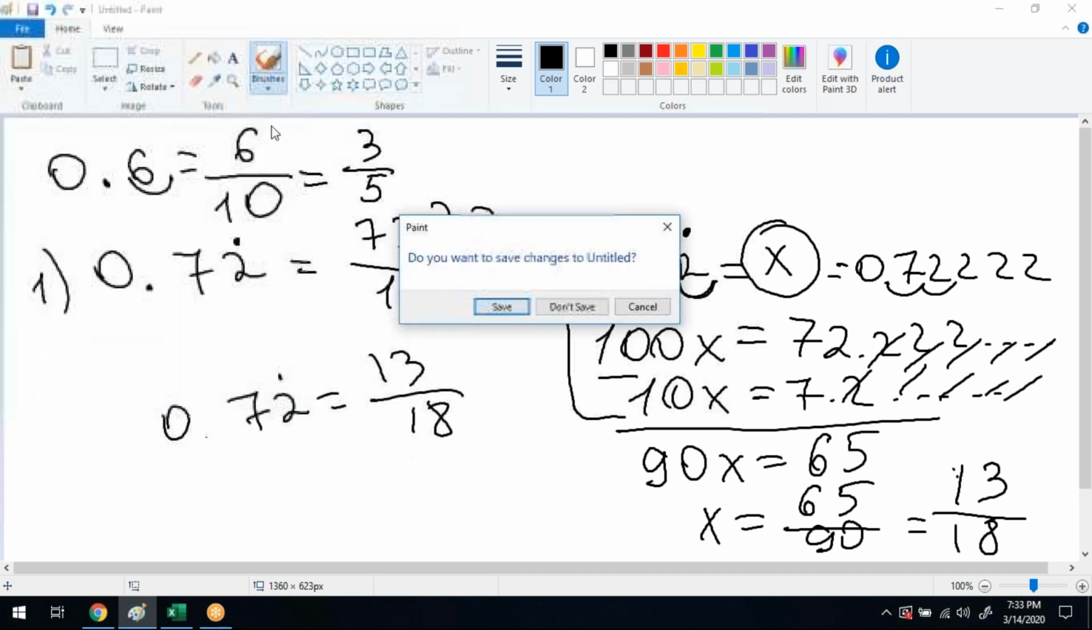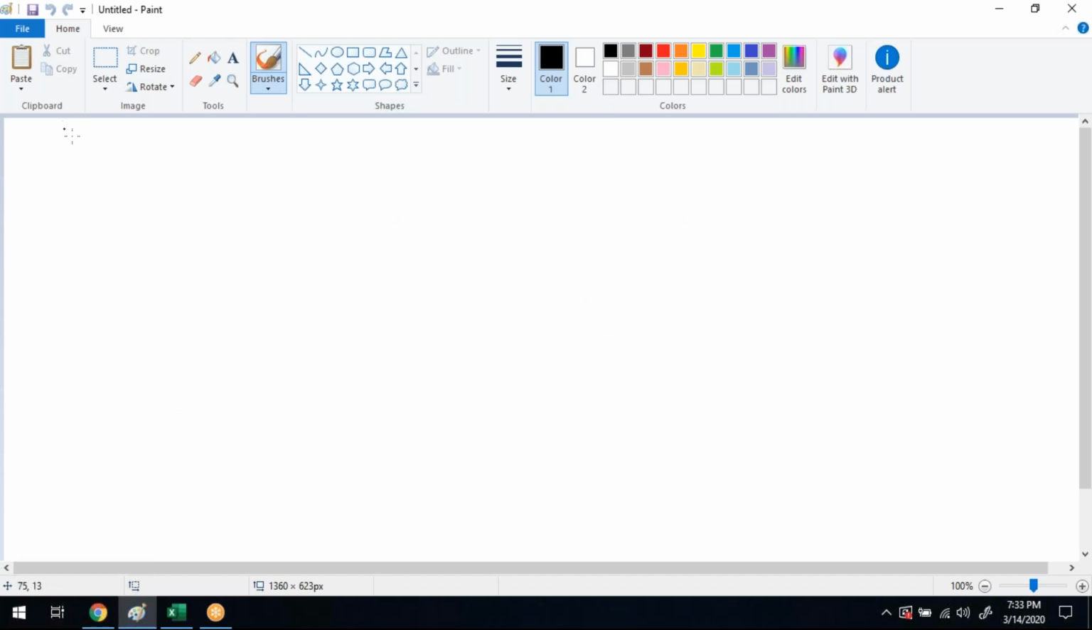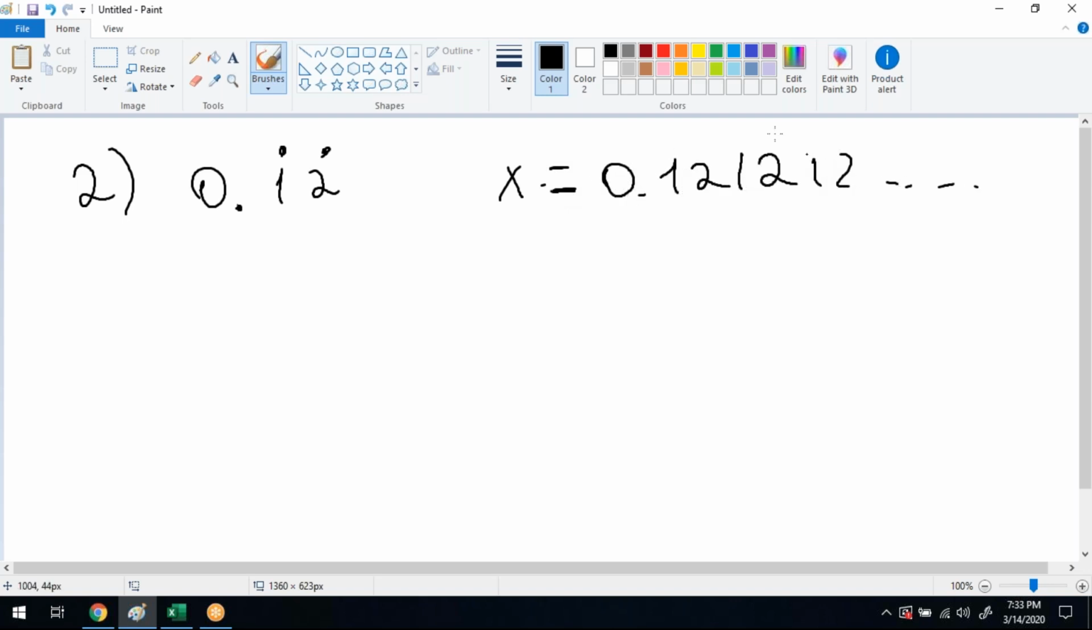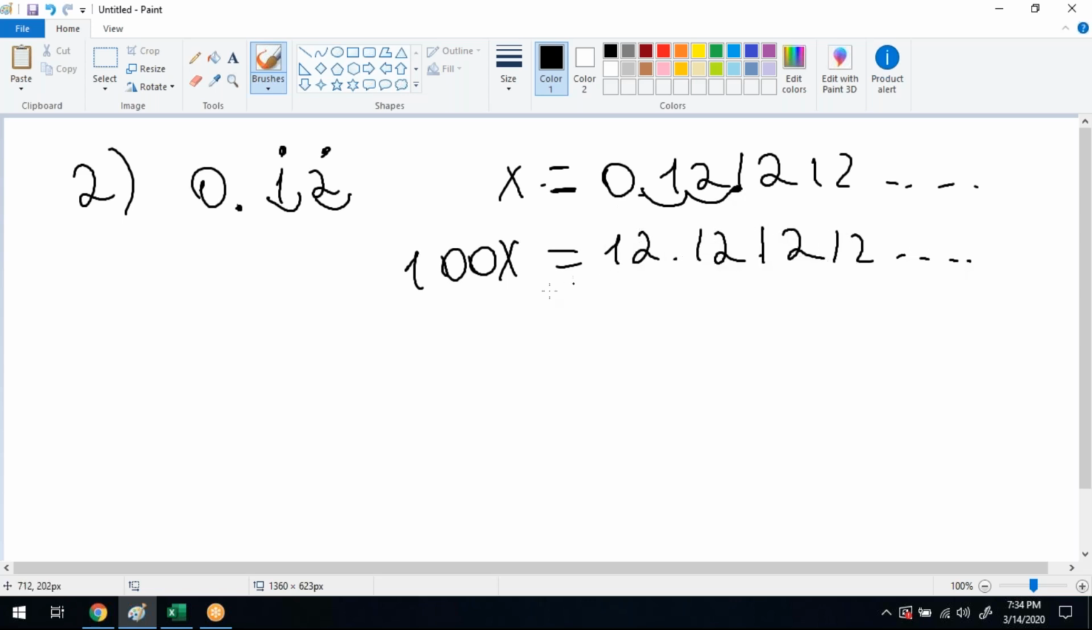I hope this is clear, and let's do another example. Suppose I have 0.12, so I have two numbers after the dot that are repeating. First of all, I write that x equals 0.121212 and so on. Second of all, I know that I have two numbers after the dot, so I have to multiply by 100. It will be moving the point two places to the right, so it will be 12.12, 12, 12, and so on.